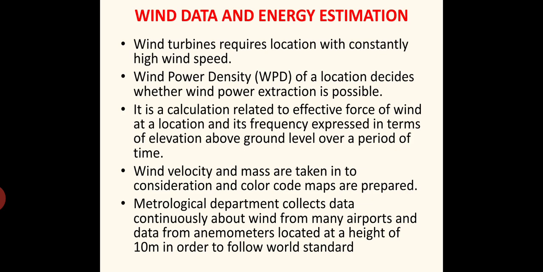The department which deals with measurement is called the meteorological department. Usually the meteorological department collects data continuously about wind from many airports and from anemometers. An anemometer is an instrument used to measure the wind velocity, located at a height of 10 meters in order to follow the world standard. Based on that standard, the meteorological department analyzes the wind data. They continuously record the wind data wherever it is available, in most cases at airports.